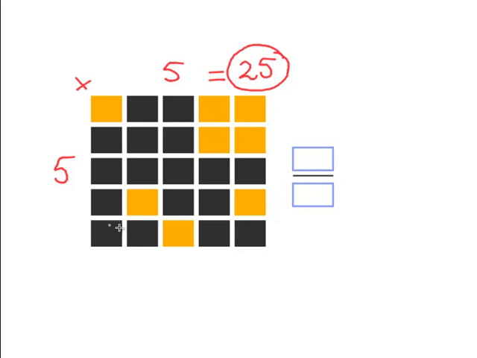Now we need to count all the black squares, but we can do it fast. Okay, let's count them now. 1, 2, 3, 4, 5, 6, 7, 8, 9, 10, 11, 12, 13, 14, 15, 16, 17 black squares. So that would be 17 out of 25 are black, or 17 over 25, making our fraction.